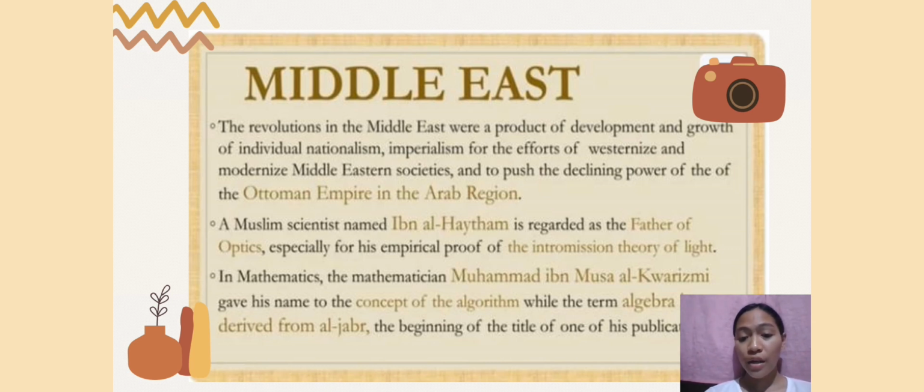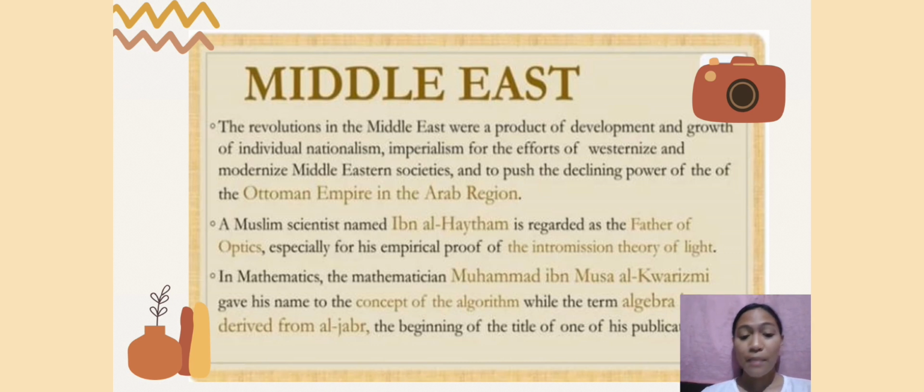And for the intromission theory of light, from his book Kitab al-Manazir, the eyes receive light reflected from objects rather than light coming from the eyes themselves.